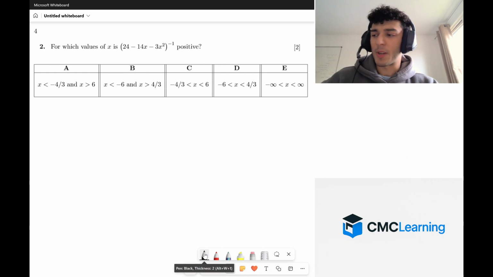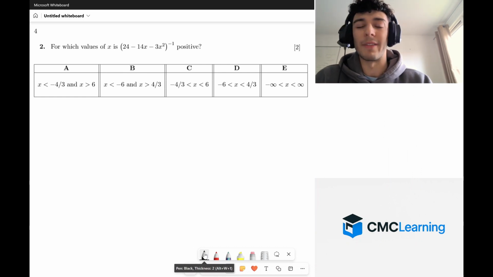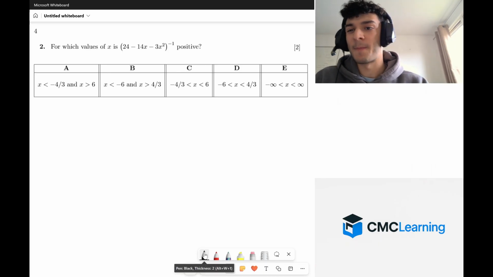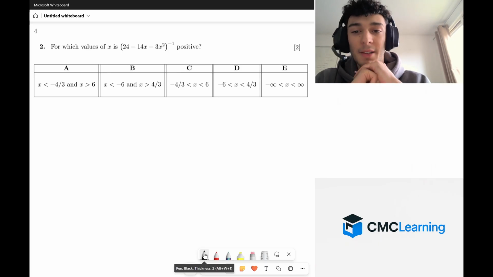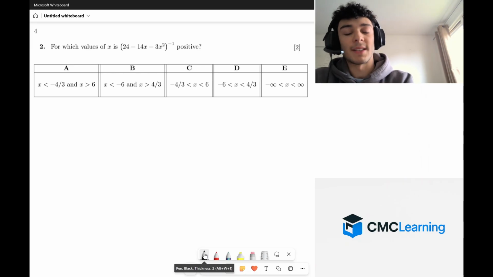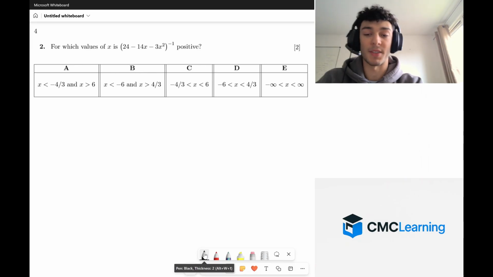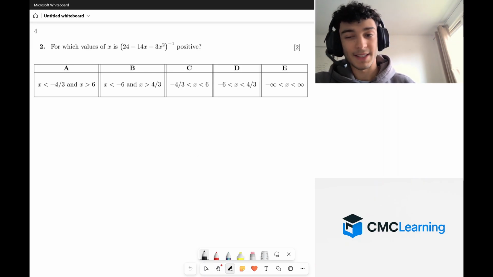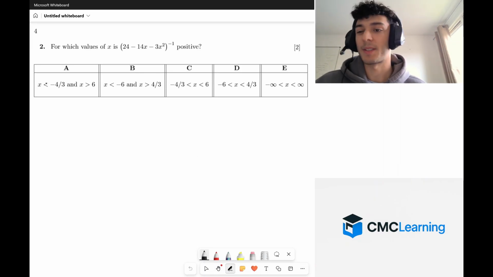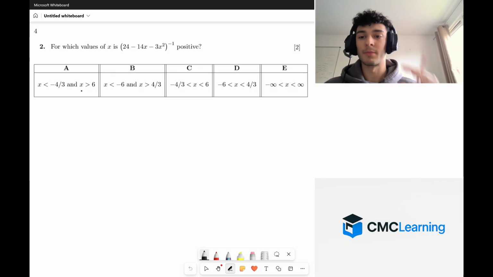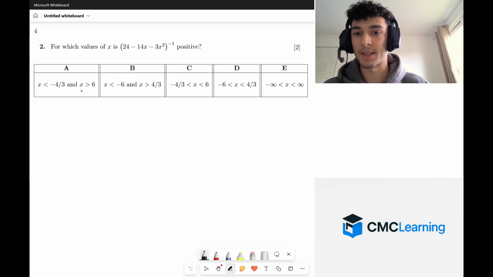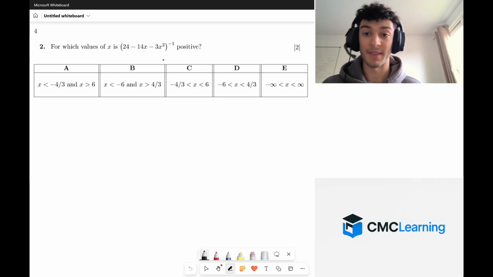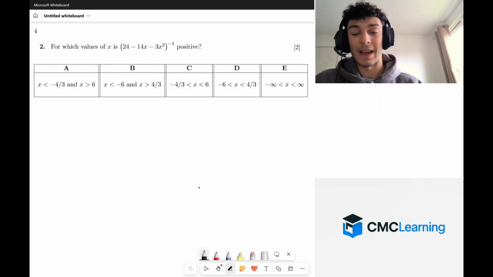And we might as well get started here with the second question on this paper, which is asking us to find values of x for which this function over here is positive. Just by looking at the answers that they give us, they're giving us ranges for values of x. Some of these will probably make it positive, some will make it negative. The only way to find out is to do some operations on this expression.